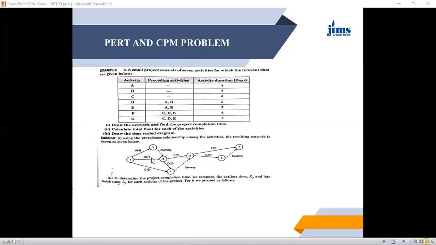Okay. Now it says activity E has a predecessor of A and B. This is activity A and this is activity B. 2, 3 is already joined by a dummy activity. So activity E has a predecessor of A and B both, because D also has its predecessors A and B, and E is also having the same predecessors A and B.